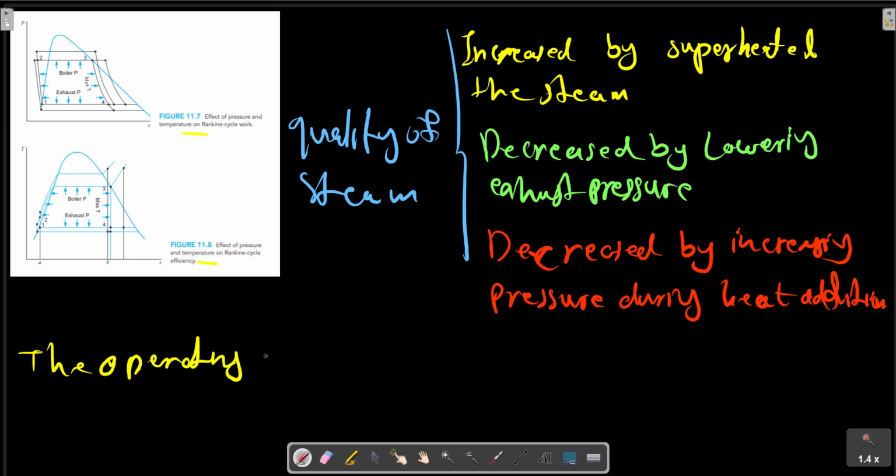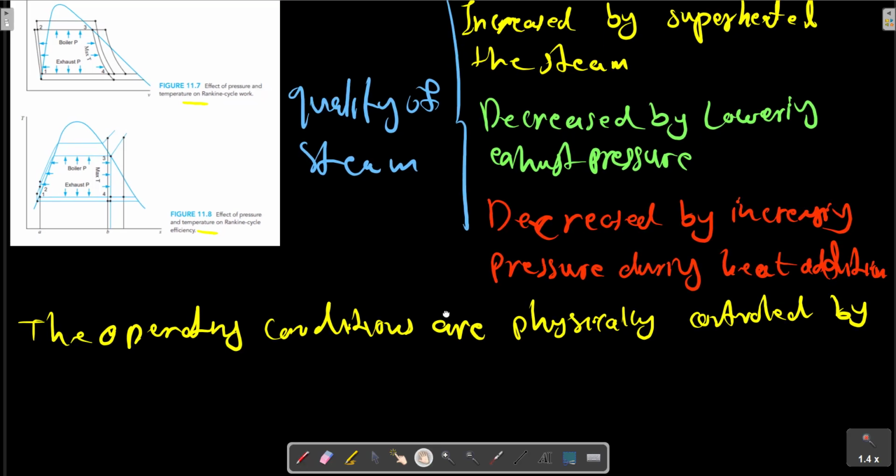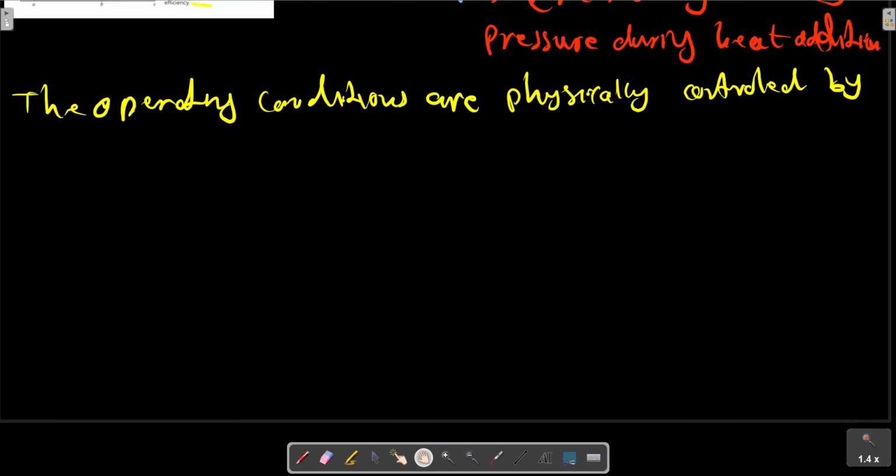These effects are shown in the figure 11.7 and 11.8. In connection with this consideration, we note that the cycle is modeled with 4 known processes between the 4 states with a total of 8 parameters, assuming state 1 is saturated liquid. We have 3 parameters to determine. The operating conditions are physically controlled by the high pressure generated by the pump.